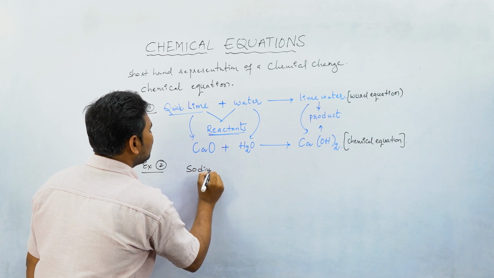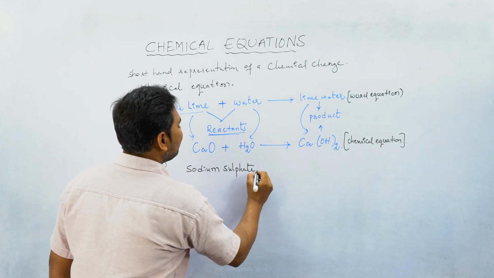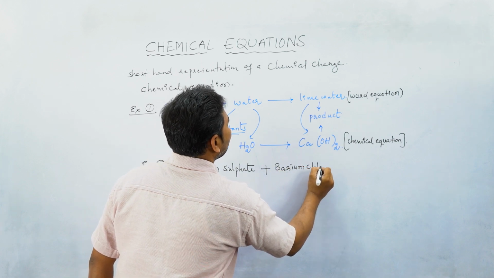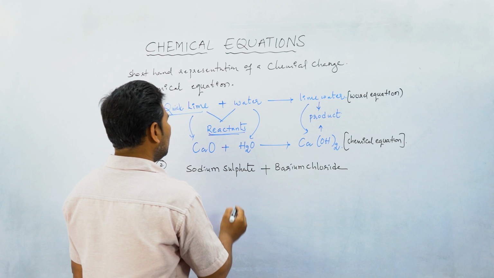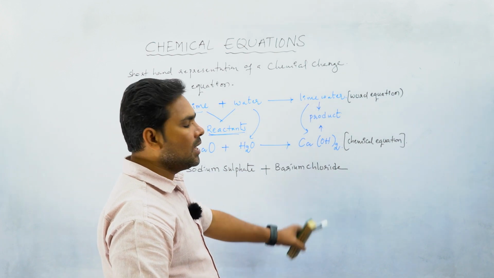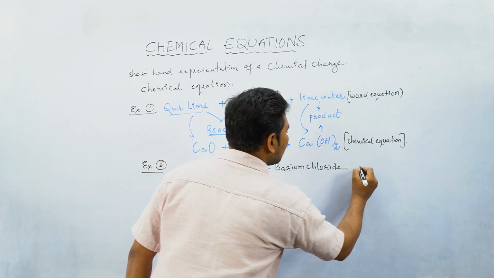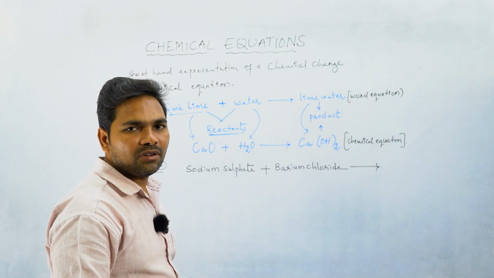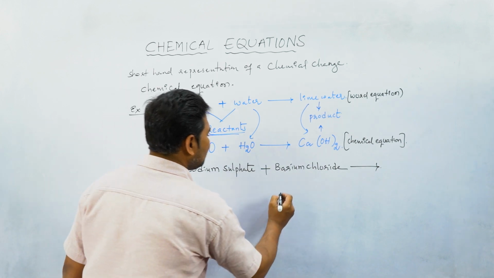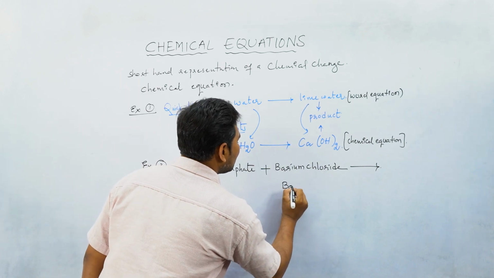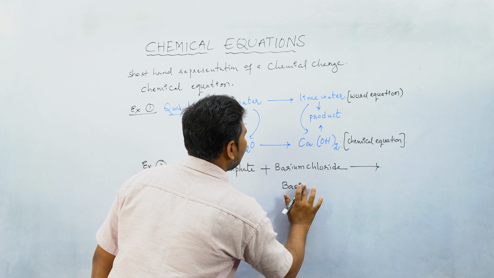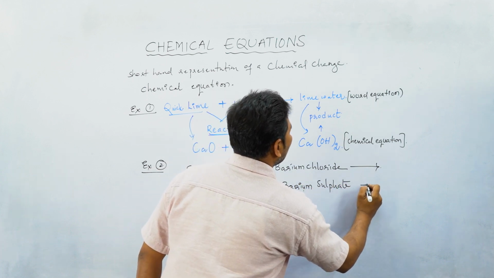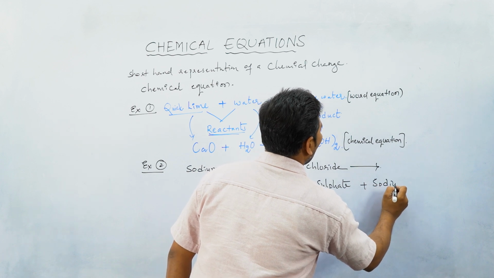Sodium sulfate solution is added with barium chloride solution. So as a result, what did we see? We have seen the formation of a white precipitate, and that white precipitate is barium sulfate. It's right, it's barium sulfate, and the other one is sodium chloride.